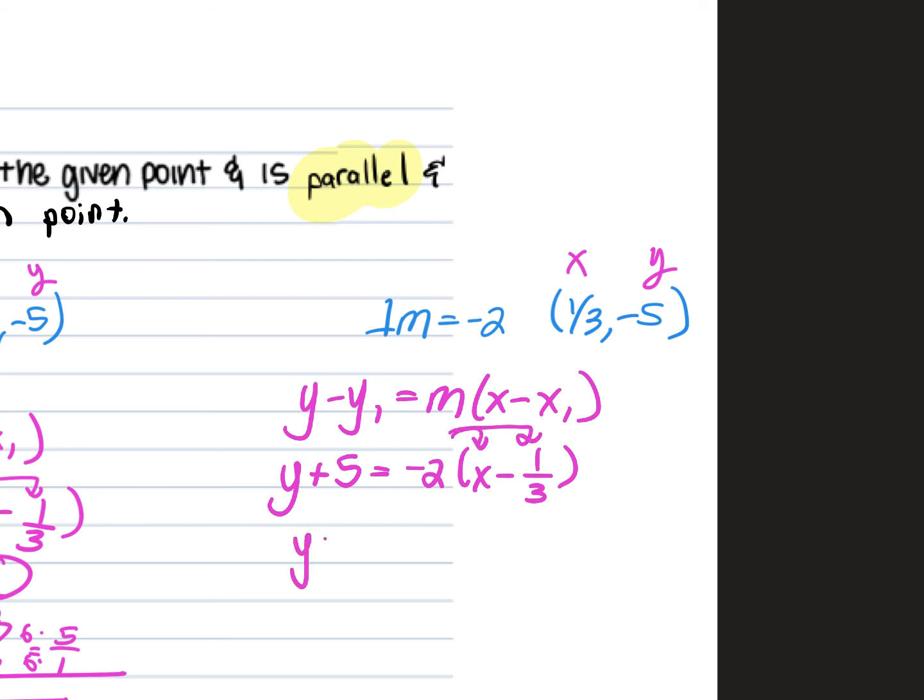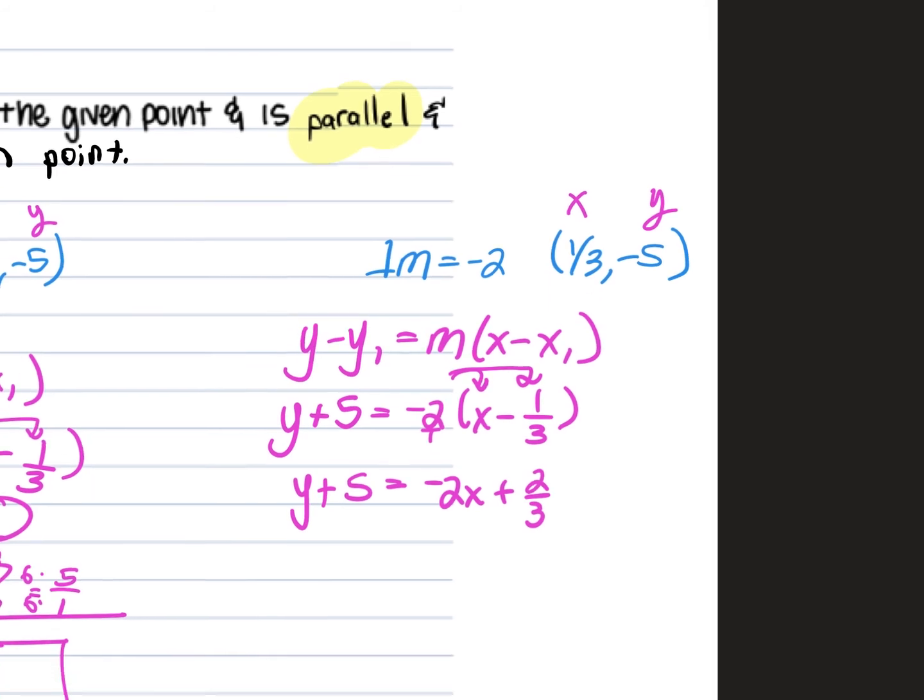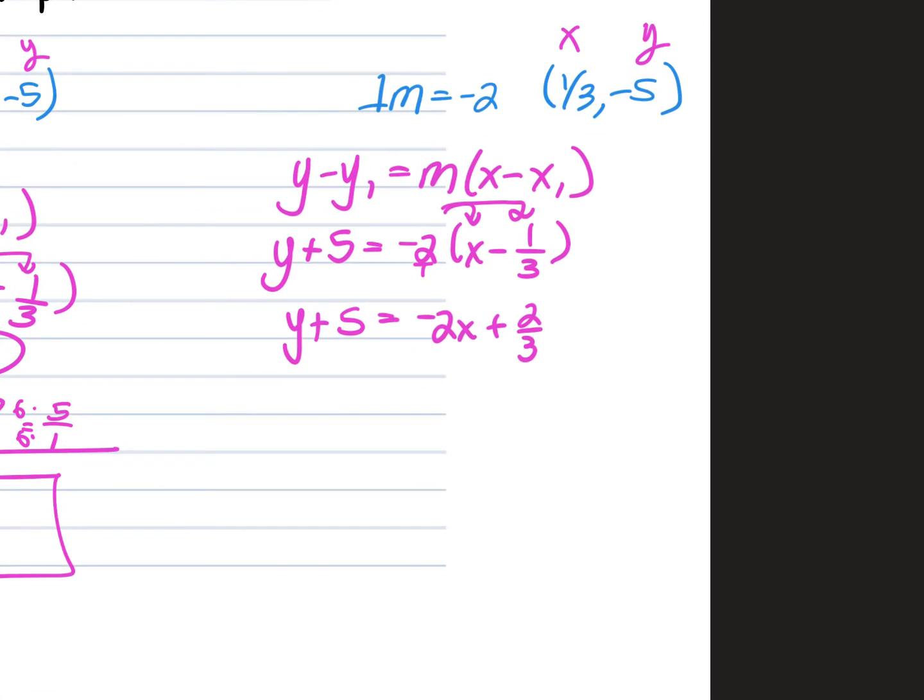So I have y plus 5 equals negative 2x. A negative times a negative is a positive. And 2 over 1 times 1 over 3 is 2 over 3. Good. And then what's the last thing I do? I'm going to move that 5. I'm going to subtract 5 over 1. So I subtract, and I'm going to put 5 over 1 here, because I don't want 5 over 1. What do I want? I want thirds, right?